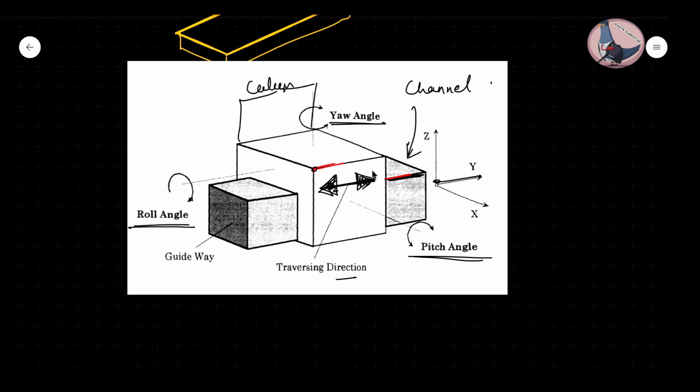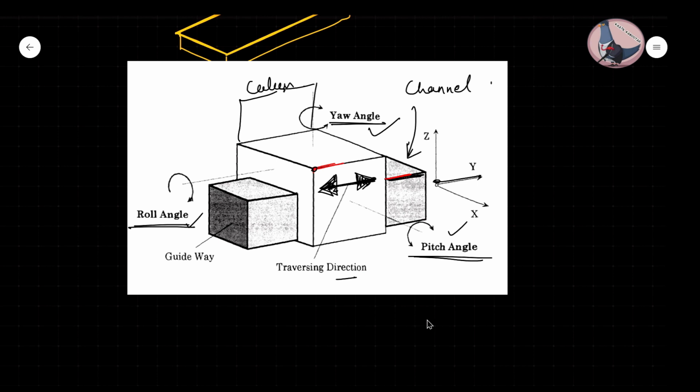A question can come: what can be the error which can seep in due to poor rotary movement of the column or rotary movement of your tool post? So roll, pitch, yaw, all three of these things can cause the trouble.